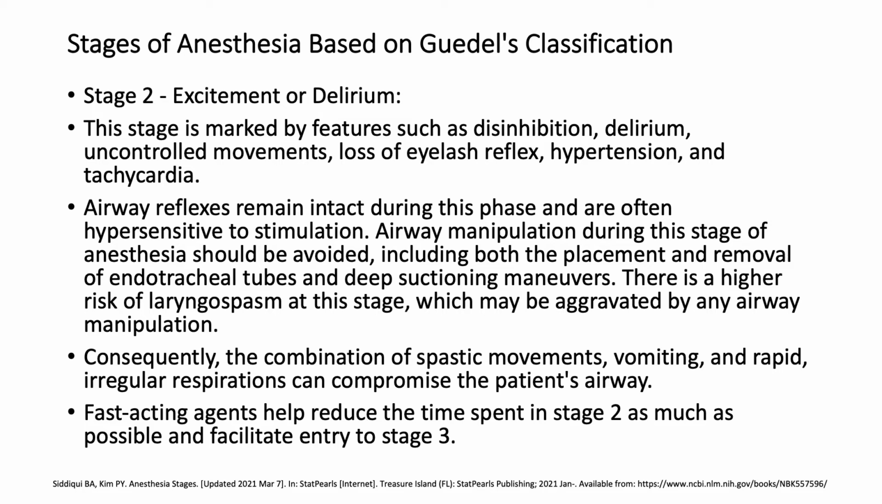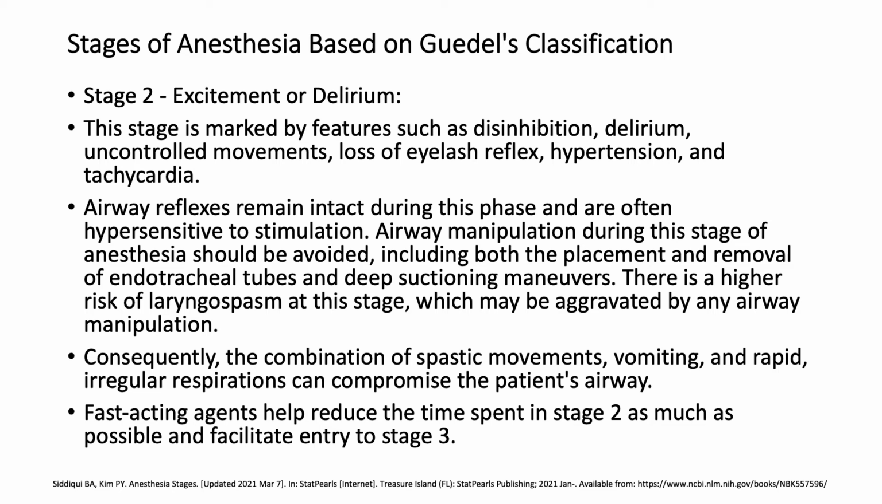Airway manipulation during this stage of anesthesia should be avoided, including both the placement and removal of endotracheal tubes and deep suction maneuvers. There is a higher risk of laryngeal spasm at this stage, which may be aggravated by any airway manipulation. Consequently, the combination of spastic movement, vomiting, and rapid and irregular respiratory rate can compromise the patient's airway.